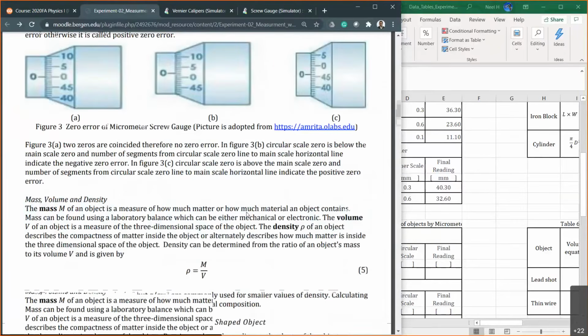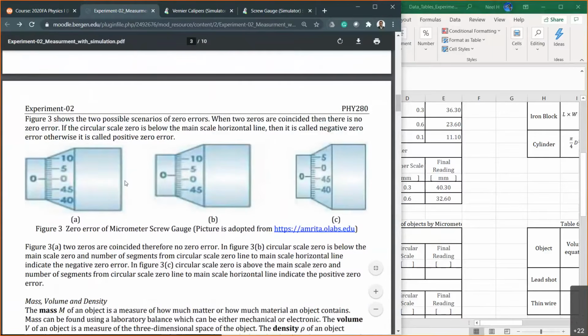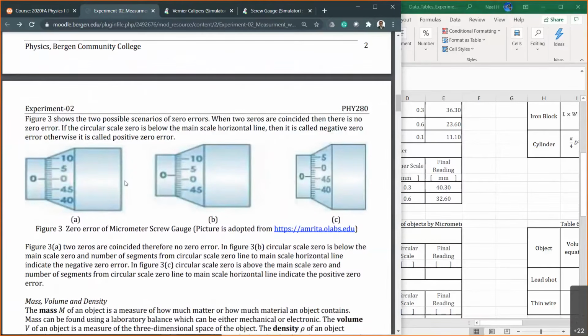Now on this page number 3, you can see 3 pictures, which you can use to identify what the zero errors are. There are 2 types of zero error, right? If there's no zero error, you should see a picture like this one, picture number A, which means zero of that horizontal line, that is our main scale, should directly align with this zero of the circular scale.